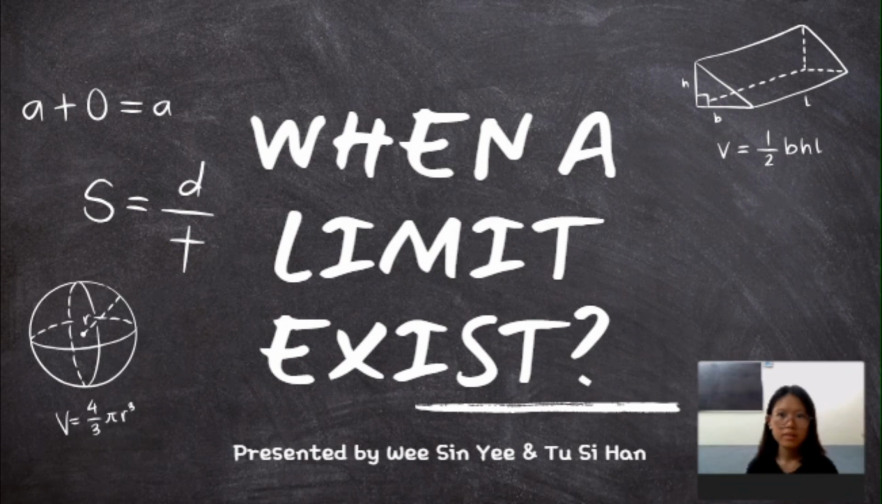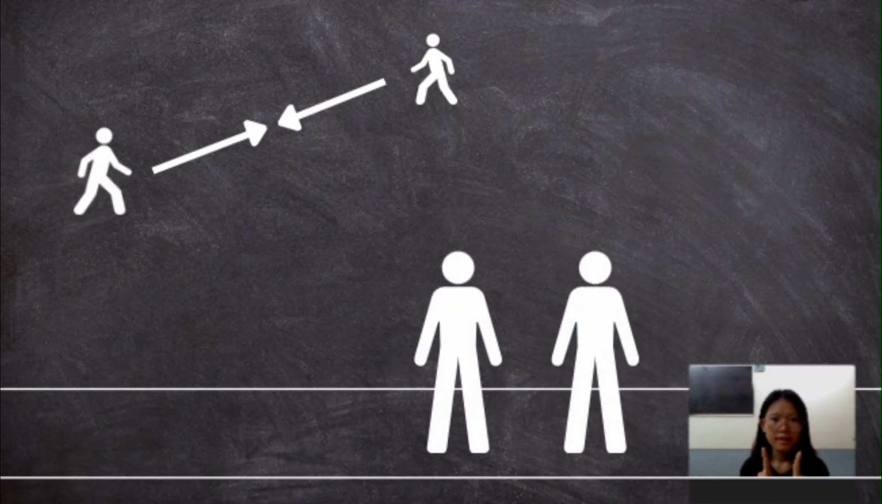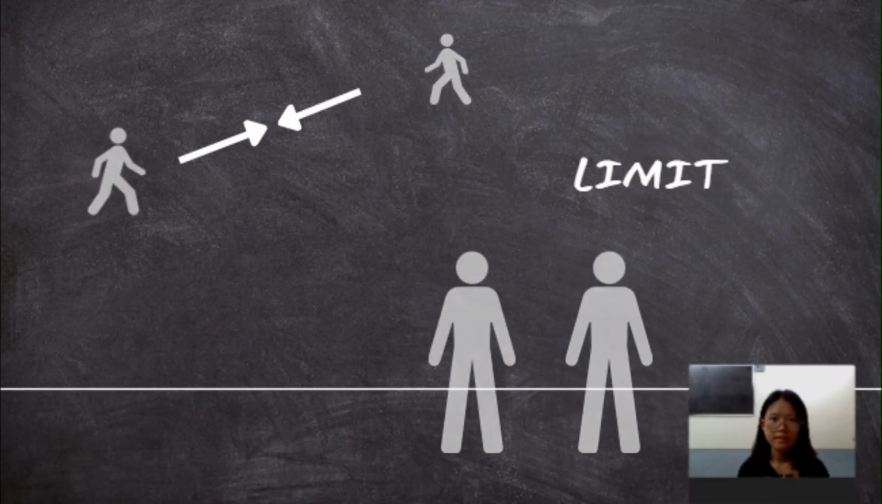We are going to explain a topic when a limit exists. Imagine this. Two people are trying to meet each other at one place. One coming from the left, one coming from the right. If both of them reach the same place, they successfully meet. This is the idea of limits.